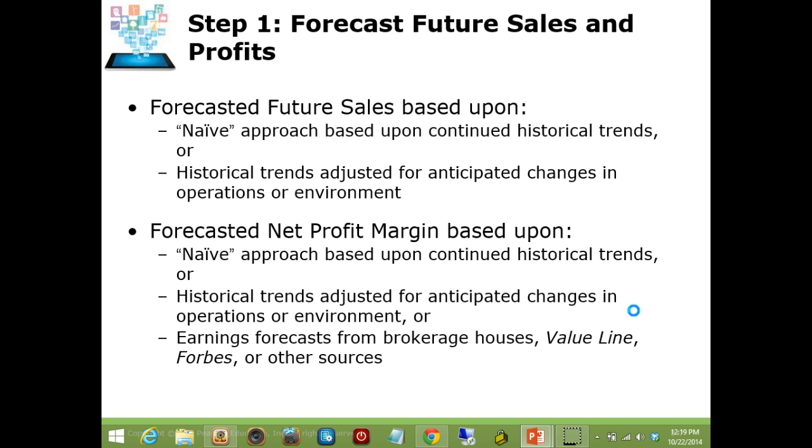Okay. Forecasting net profit margins is really based upon historical trends of the relationship between sales and profits. So if they follow historical trends, it should be relatively easy to forecast the profits. And the earnings forecasts are really what we're trying to do, because that's what moves stock prices, the increase in earnings.